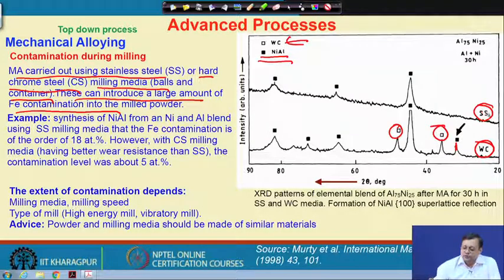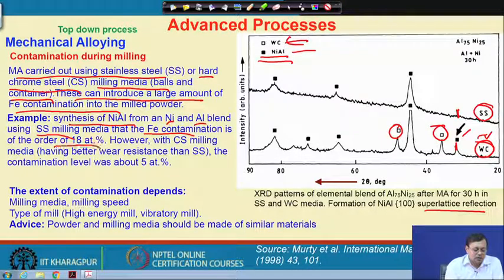Whereas, if I use stainless steel, then I do not get this 100 reflection, that is the superlattice reflection of nickel aluminide, but in the case of tungsten carbide I am getting this peak actually. So, I have reached a process where I can produce some ordered structure. So, optimization of the milling media and time plays a strong role. The synthesis of nickel aluminum using a nickel aluminum blend with stainless steel media causes some iron contamination, in the range of 18 atomic percent.